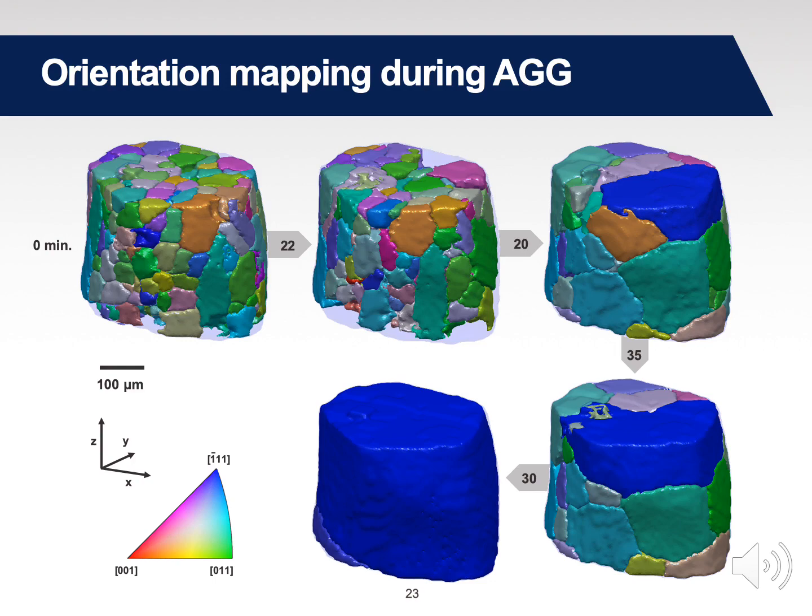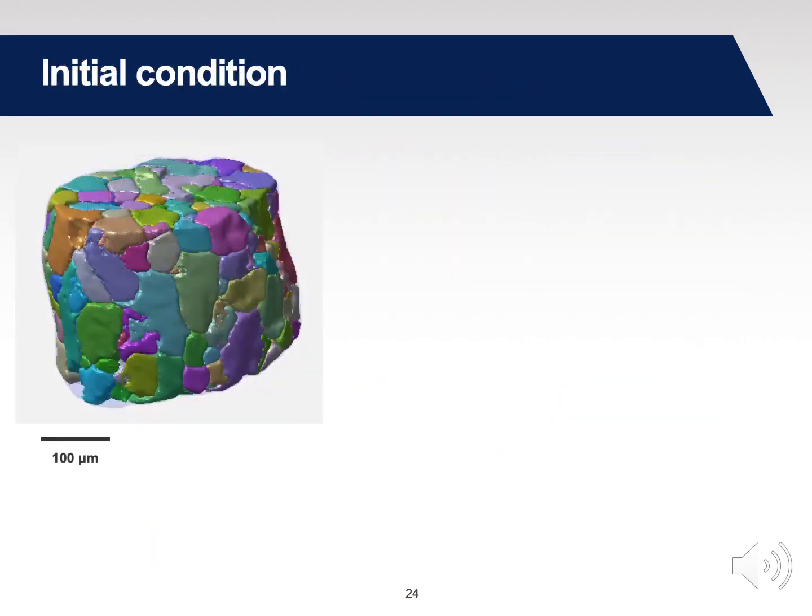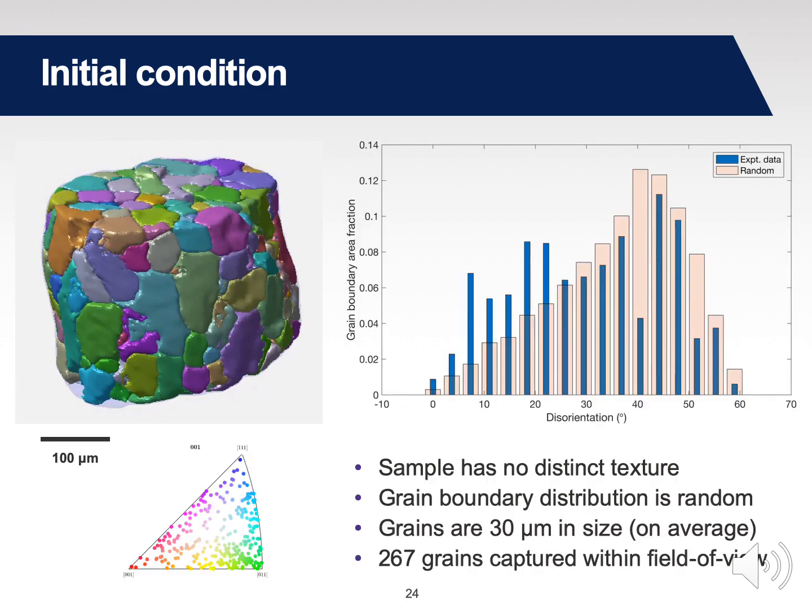So let's look more closely at the initial condition here. As you can see, there's a ton of grains in the microstructure. The sample has no distinct texture, and that is due to the grain boundary distribution. If we look at the distribution of grain boundaries, I compare it against a random distribution. The experimental data is more or less random. You do see some preference of low-angle grain boundaries, but by and large, it is nearly random.